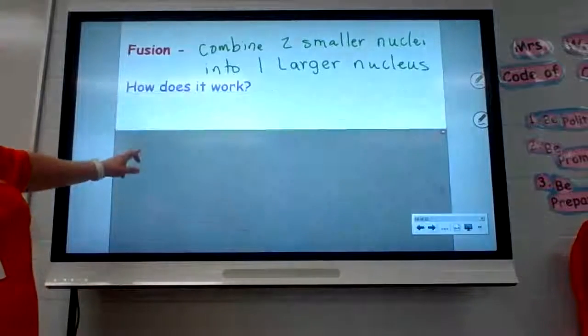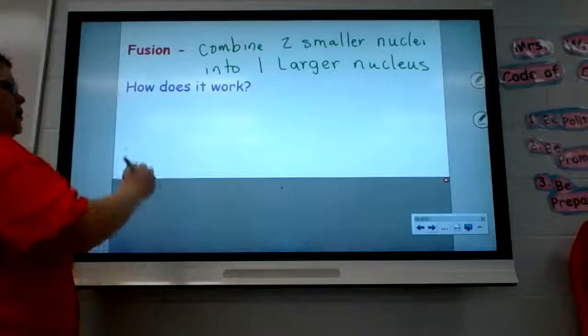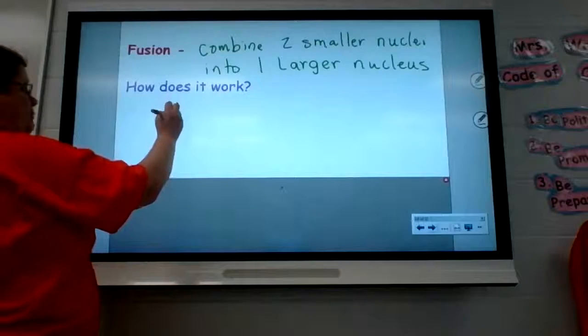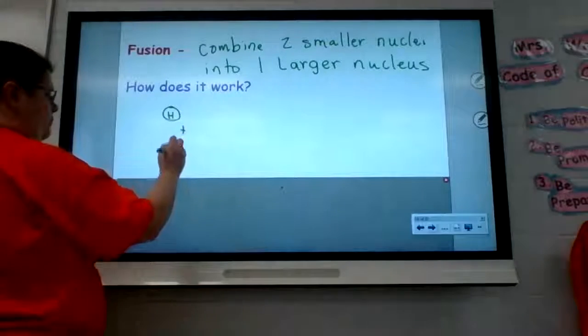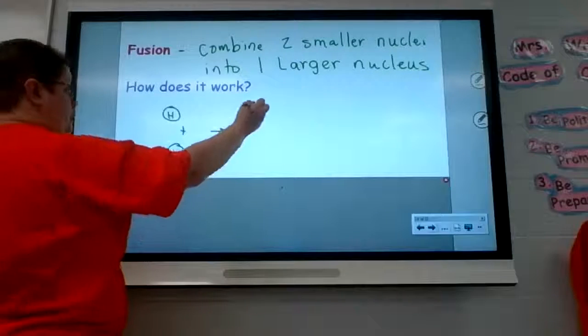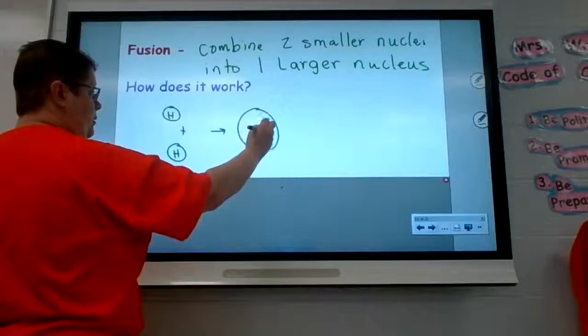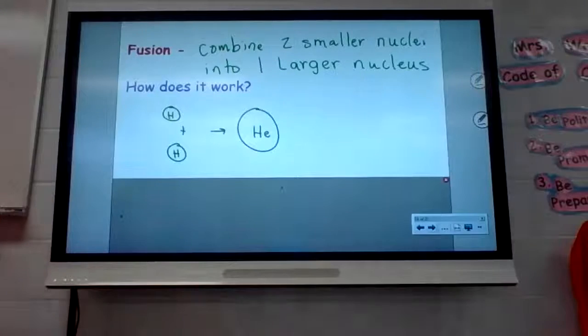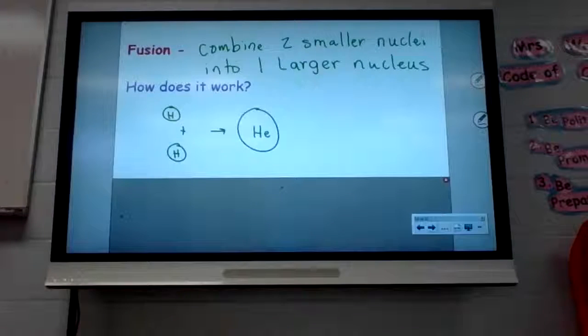Okay? So basically, you would have a hydrogen plus a hydrogen, and you would get a bigger nucleus. So two small ones, and you get a big one. That's fusion. Like normally how fusion works, you guys stand and then they combine and their hair gets all big and changes colors. Okay. Pretty lit.